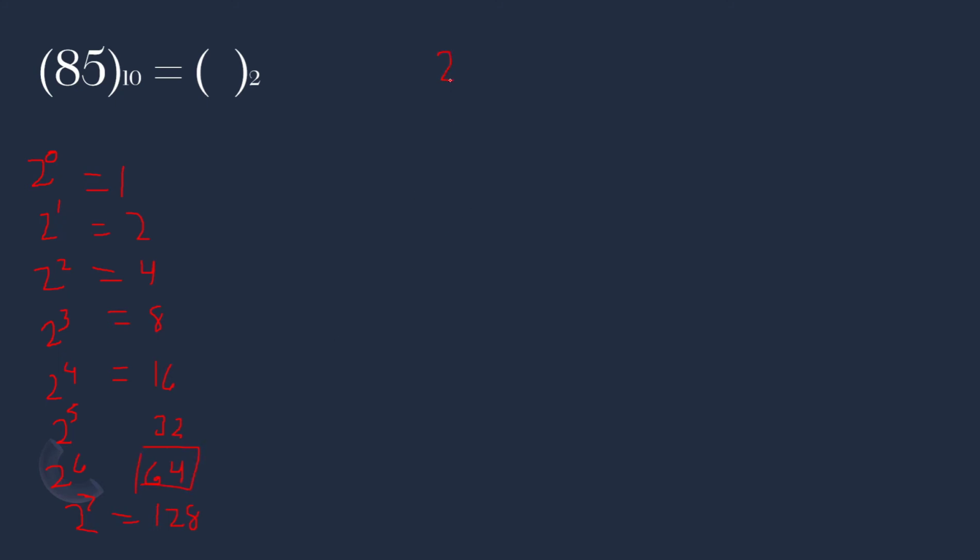So we have 2 to the 6 plus, and we subtract 85 minus 64. Right now we are left with 21. Now what power of 2 goes into 21 without going over? 32 goes over. We are left with 16, so that's 2 to the 4th.